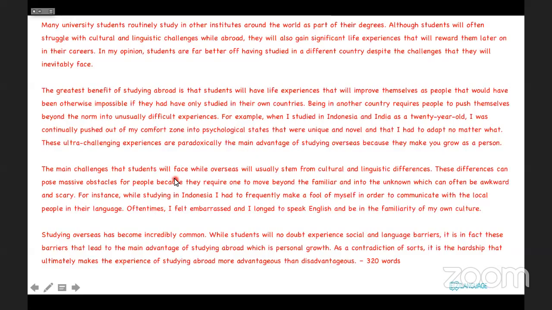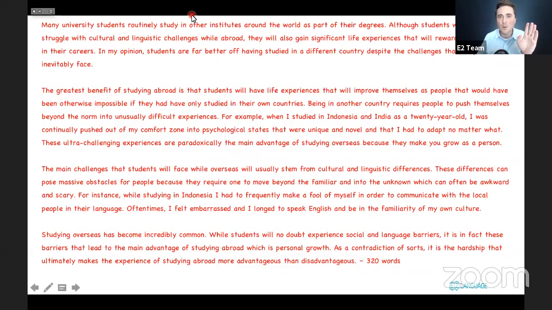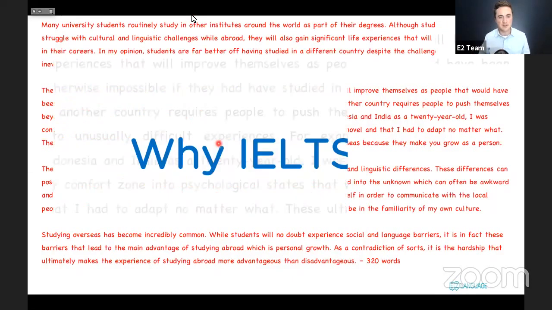This is what it looks like. If the IELTS examiners didn't give me a 9 for this, I would be so upset. I think I actually wrote too many words. I wrote 320 words because I was typing. This is worth a 9. I'm going to show you why.